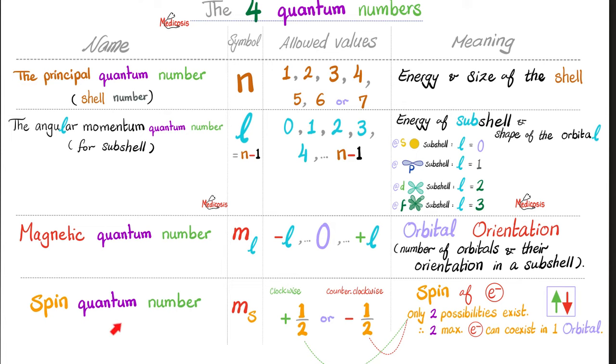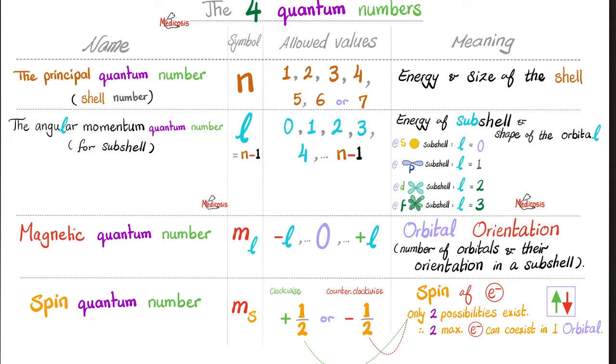Last, spin quantum number, that's the fourth quantum number. The symbol is M sub S. Positive half spin or negative half spin? Clockwise spin versus counterclockwise spin. We only have 2 possibilities of spin. Only 2 possibilities? Yes. That's why the maximum number of electrons per orbital is 2. One is gonna spin positive half, the other is gonna spin negative half. Only two possibilities, meaning only two electrons possible.